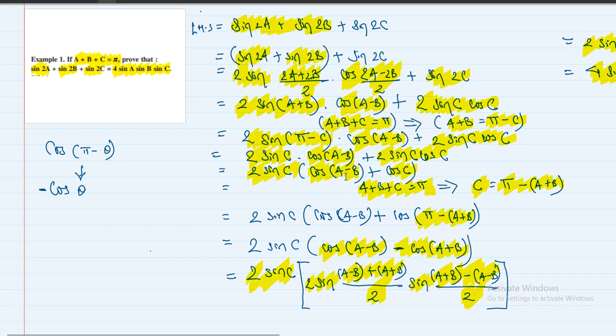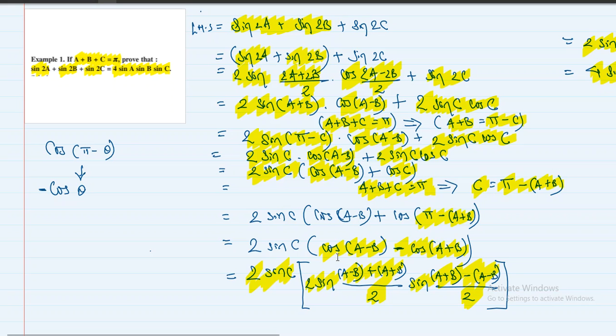Now what we do is we express this C in terms of A and B. Now A plus B plus C is pi. So C is equal to pi minus bracket A plus B. So 2 sin C outside the bracket, in the bracket we get cos of (A minus B) plus cos of pi minus (A plus B). Now cos of pi minus (A plus B) is minus cos of (A plus B), because in second quadrant cos is negative, right? So we get cos of (A minus B) minus cos of (A plus B) inside the bracket.